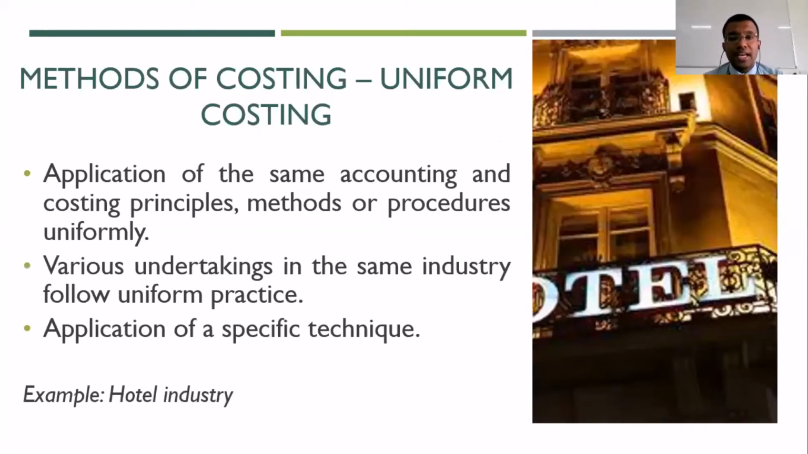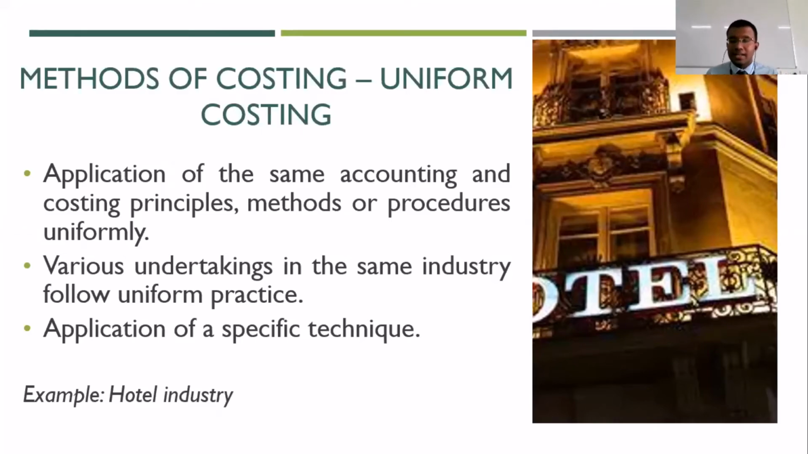Next method of costing is uniform costing. Uniform costing is used in companies which belong to the same industry. To determine their cost, they would end up applying the same accounting, same conventions, same practices, same concepts, same formats, same procedures, etc. So all the companies in that industry would end up sticking to a specific method of costing.